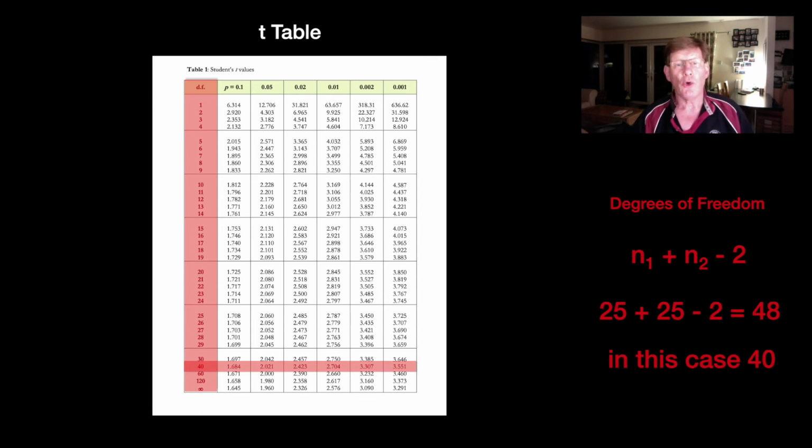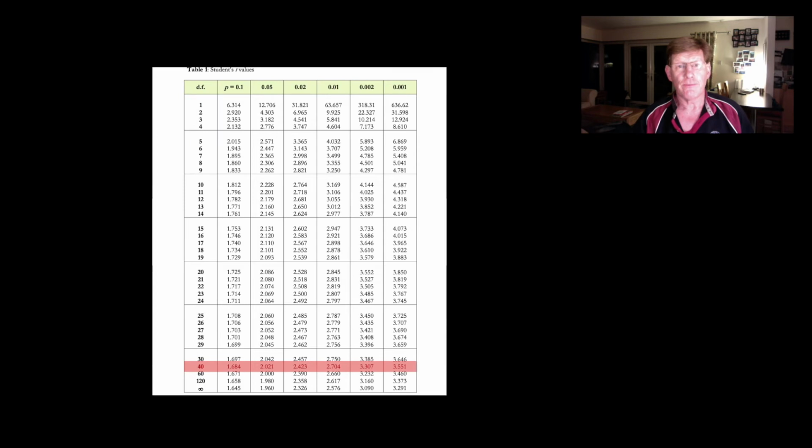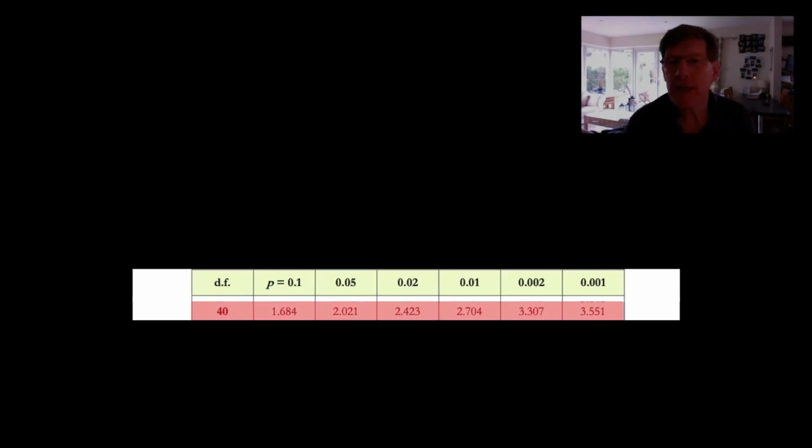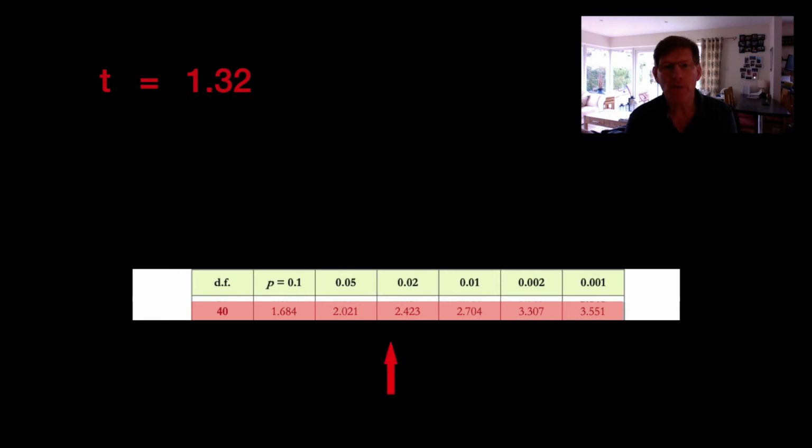We are going to ignore all the other numbers. What we do now is we take our t-value of 1.32 and we look across the table to see where that number fits along that red row. And we can see that it fits somewhere to the left of the number 1.684. That corresponds to the column above where it says p equals 0.1. So therefore, the t-value corresponds to a probability of greater than 0.1. We write this like so.